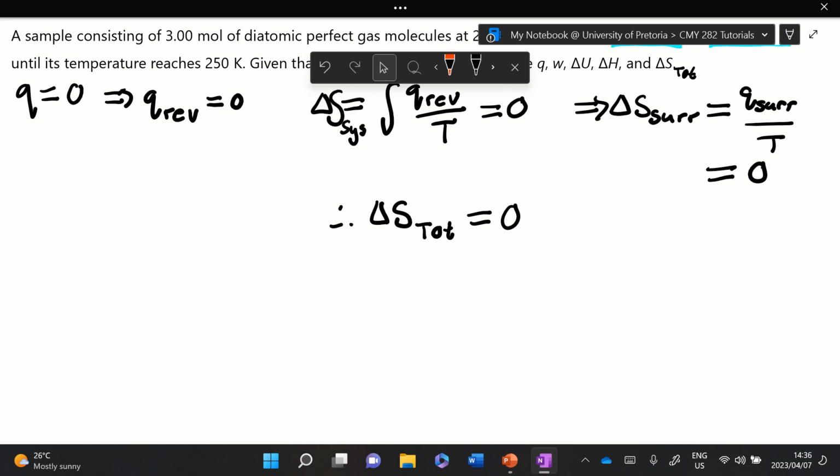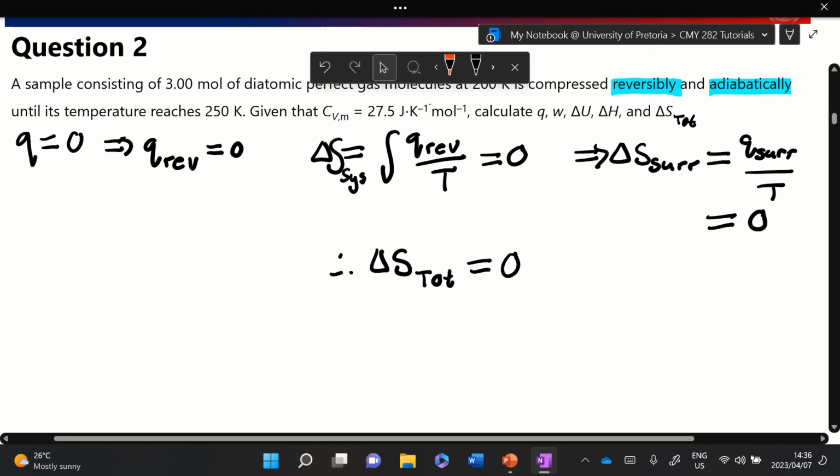So in other words, what is done to the environment is just the negative of what is done in the system, for example. But now because it's done adiabatically, these two values are also 0. Okay. Does that make sense? I hope it does. It gives you some more ideas in terms of that.